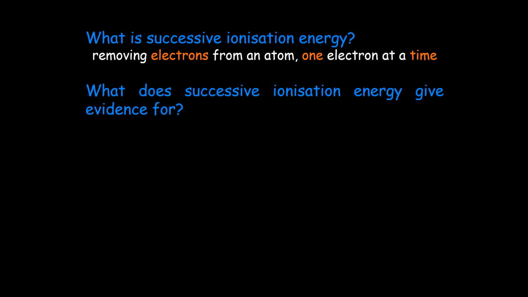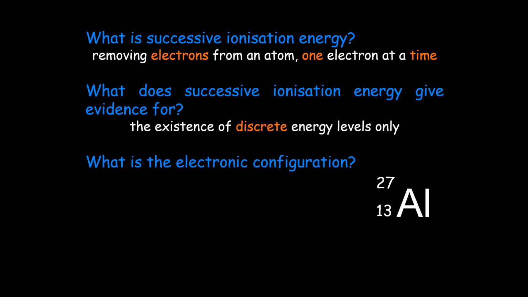Removing electrons from an atom, one electron at a time, gives us evidence for the existence of discrete energy levels only. So it doesn't tell us anything about sub-energy levels or subshells. So based on that, the electronic configuration of aluminium would be 2.8.3.